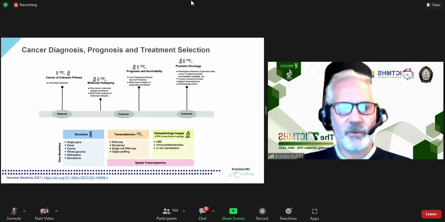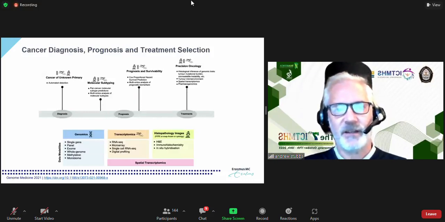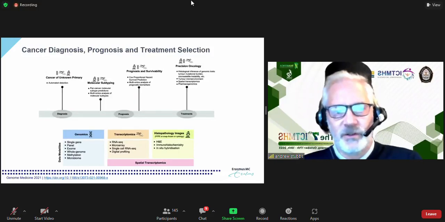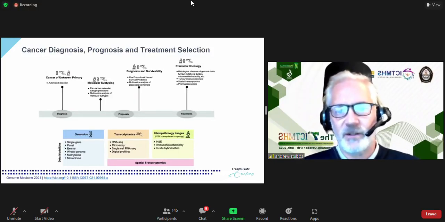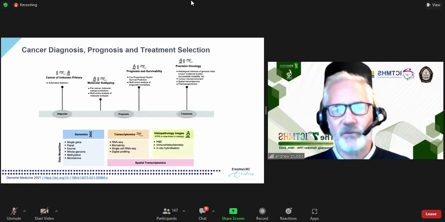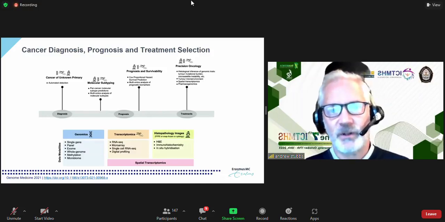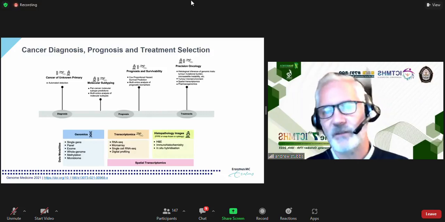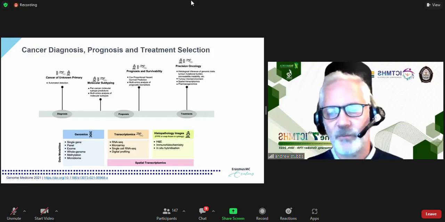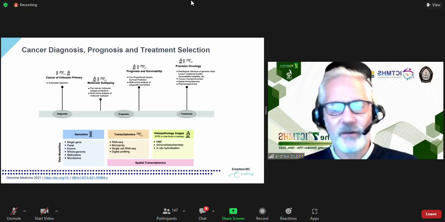So, of course, you're probably all familiar with this idea of cancer diagnosis, prognosis, and treatment selection. And from the top line, you can see between diagnosis, prognosis, and treatments, there are many different aspects of what we're trying to do. Identify where the tumor is from, do molecular subtyping, do prognosis and survivability, and of course, looking at precision oncology. How can we be precisely treating that patient based on their genetic background?